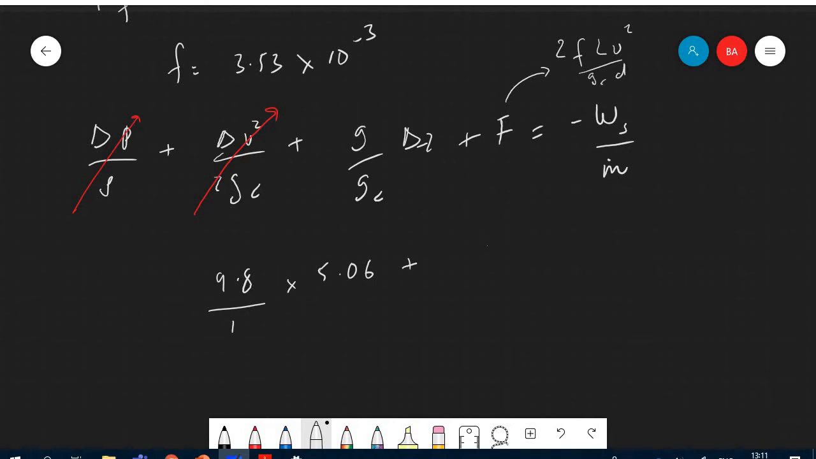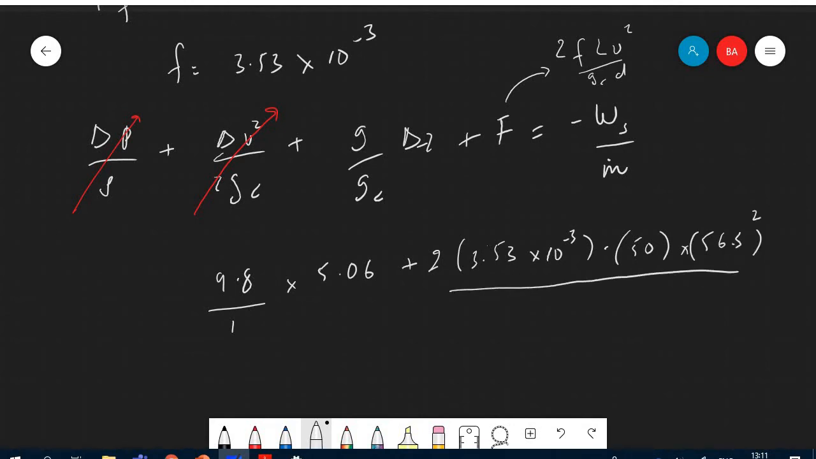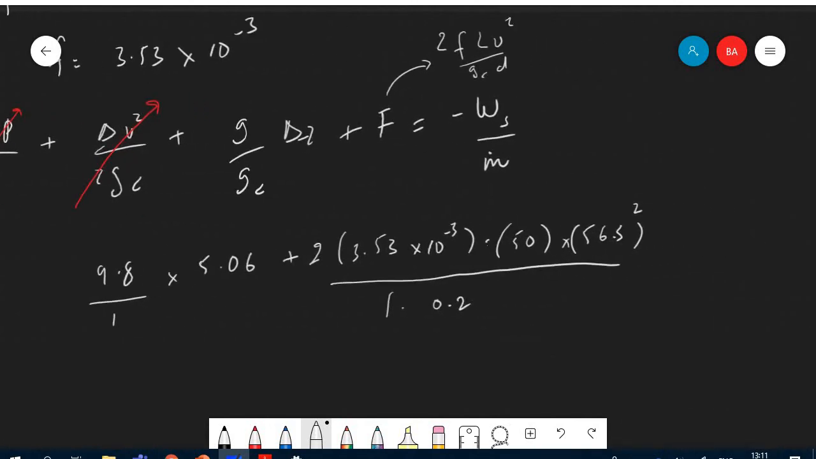So this is the equation here. That is 2 into 3.53 into 10 to the power minus 3, that is the F, into L, which is 50 meters, into the U term squared, which is 56.3 squared, over GC, which is 1 for SI units, into the diameter, which is 0.2, and all that is equal to minus WS over the mass flow rate. So let's keep the mass flow rate for now. Hold on, we are going to come to it in a moment.